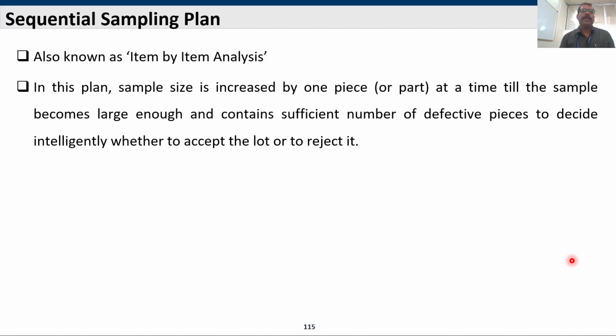Sequential sampling plan, also known as item by item analysis. In this plan, sample size is increased by one piece. So every time you are doing sampling, you have to increase the size of your sample by one. So not all sample sizes are equal. For example, the first sample is n. Next sample sizes will be n plus 1, n plus 2, n plus 3, n plus 4, like that we go, until the sample becomes large enough and contains a sufficient number of defective pieces to decide intelligently whether to accept or reject. So the sequential sampling plan is also somewhat better.